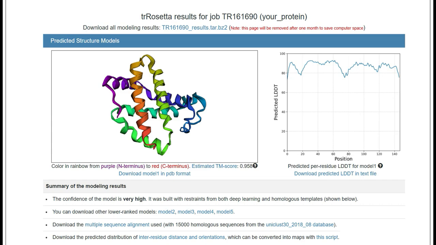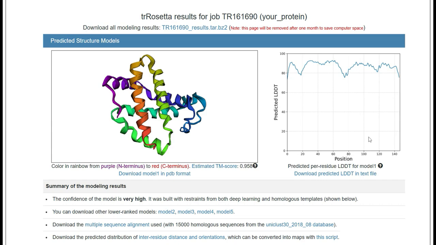This ribbon structure represents the predicted 3D model of your protein, and this helps visualize the progression of the polypeptide chain along the sequence. Here a TM score is provided below this structure image. TM score is a measure of structural similarity between the predicted model and the true native structure, if available. A score above 0.5 indicates the prediction is likely to have the correct topology. Here the TM score is 0.958, which indicates a very high confidence in the predicted structure.